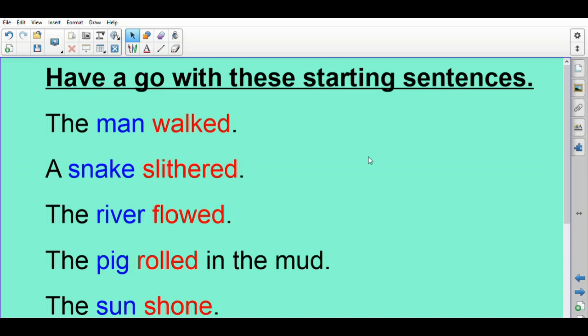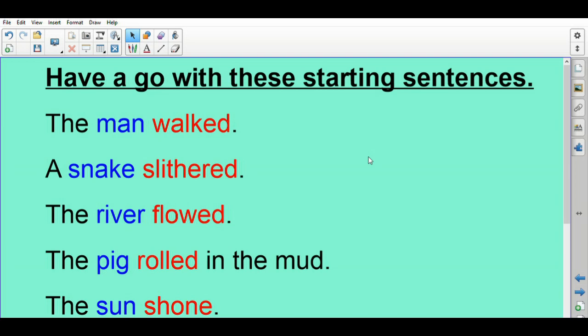The river flowed. What was the river like? Was it a torrent? Was it flowing really fast? Or was it a still, gentle flowing river? The pig rolled in the mud. What was the pig like? What was the mud like? How did it roll? And then the sun shone. What was the sun like? How did it shine? Okay, have a go at seeing what sentences you can create from those, and then start with another simple sentence.